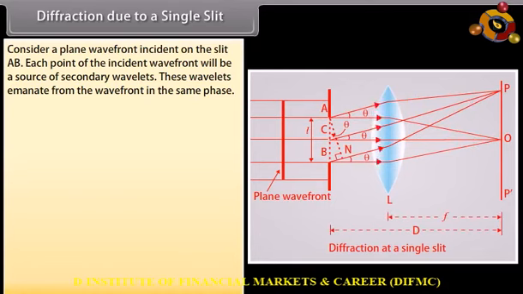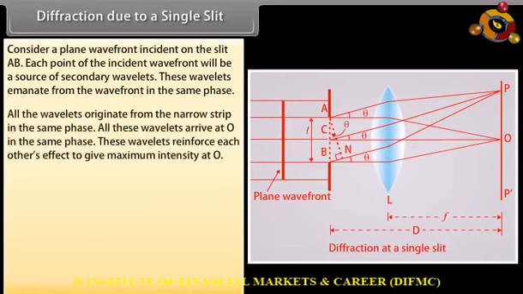To understand the formation of the central maximum, the slit can be imagined to be divided into a number of very narrow strips of equal width parallel to the slit. All the wavelets originate from the narrow strip in the same phase. All these wavelets arrive at O in the same phase. These wavelets reinforce each other's effect to give maximum intensity at O.